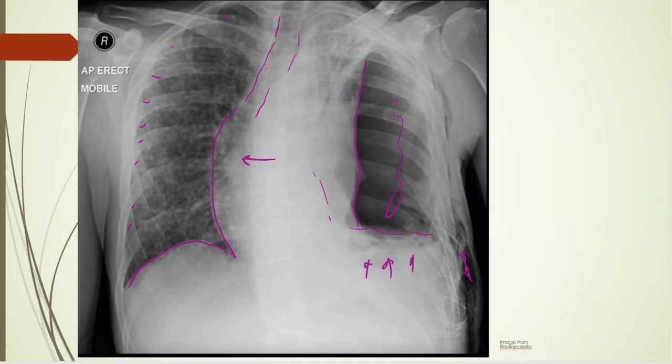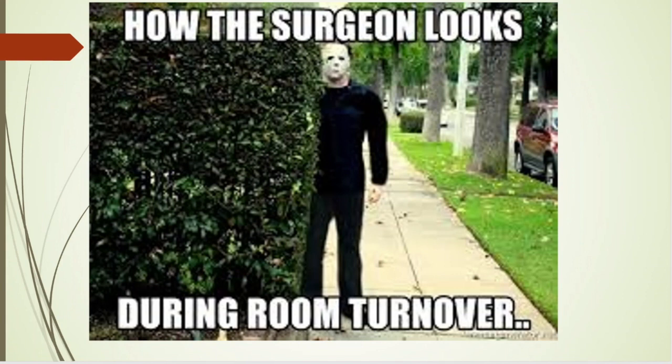So this patient has some pretty serious issues going on, and obviously needs a chest tube inserted to fix him. And for my anesthesia colleagues, I'm sure you guys have all seen the surgeons do this when you're turning over a room and it may take a few minutes longer and they're standing there staring at you trying to stay hidden. And this is pretty classic.